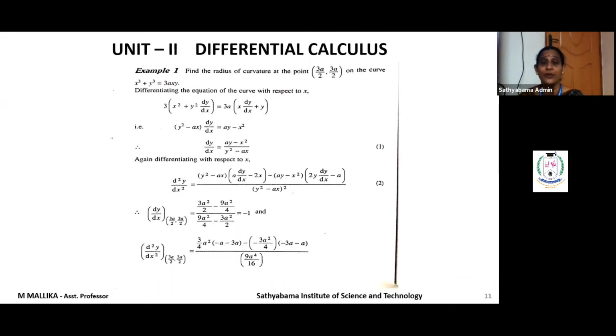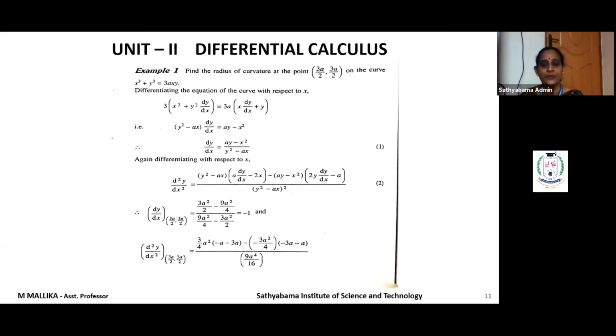So remember, I told you already in the beginning, these are the basics of differentiation. So what is the product rule? x into derivative of y plus y into derivative of x, which is x dy/dx plus y. So left hand side also has the term dy/dx, right hand side also has the term dy/dx. So collect the dy/dx terms, bring them to one side, and then find out dy/dx. When you do that, you will be getting dy/dx as (ay − x²)/(y² − ax). So the first derivative is obtained.